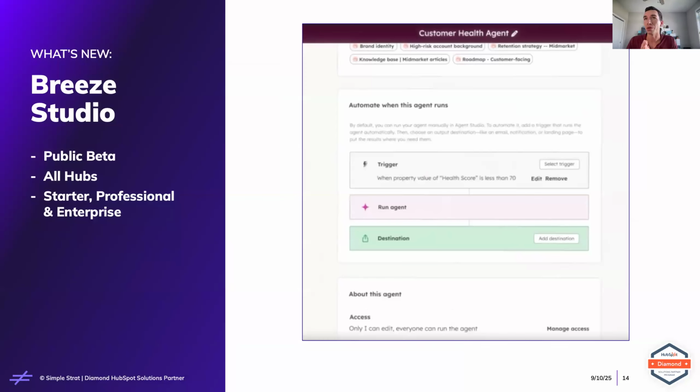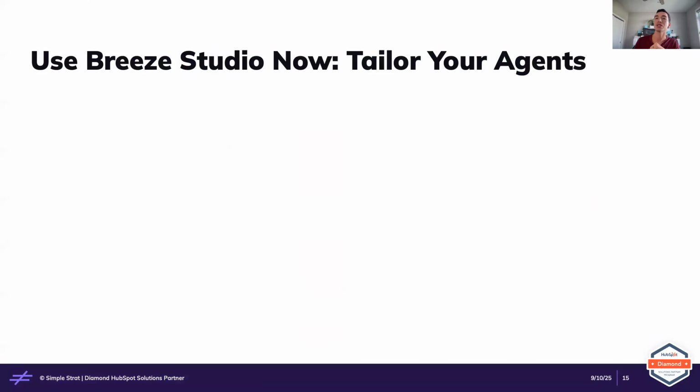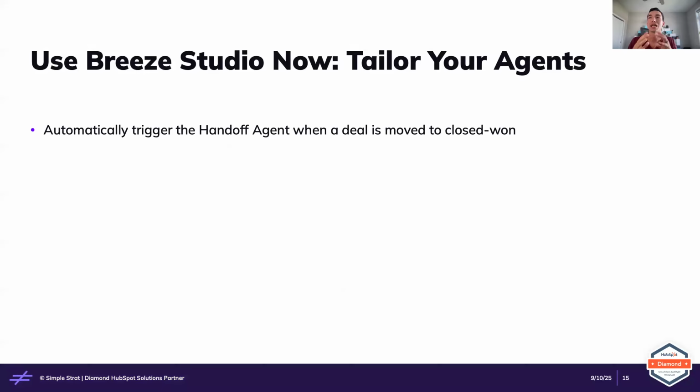All right, Breeze Studio. So Breeze Studio is, if I go and get an agent from the marketplace, where you can add customization to how those agents work. So you don't have to just have a predefined agent from HubSpot and only do it the way that HubSpot gave it to you. You can now tailor it for however your business operates. Some examples here: you can talk about that handoff agent. By default, it's not automatically triggered. It has to be manually triggered. So you can go in there and add an automatic trigger for when deals move to closed won, for example, like what I mentioned earlier.